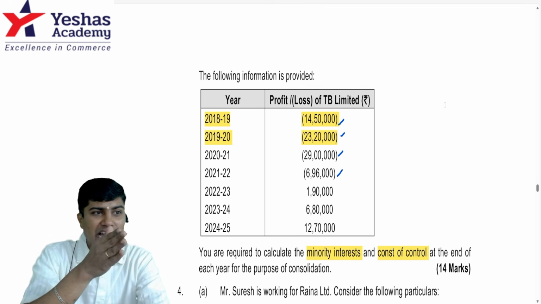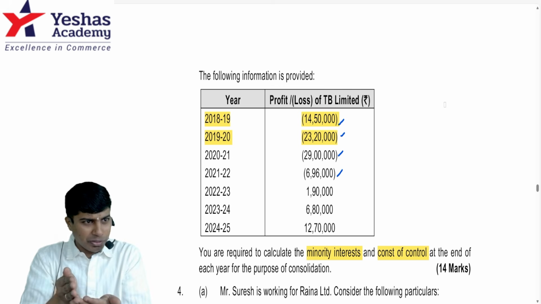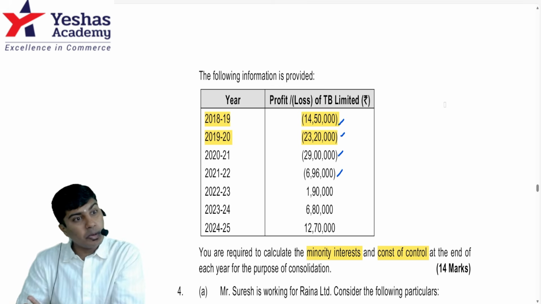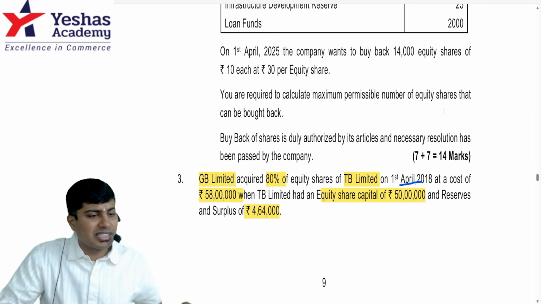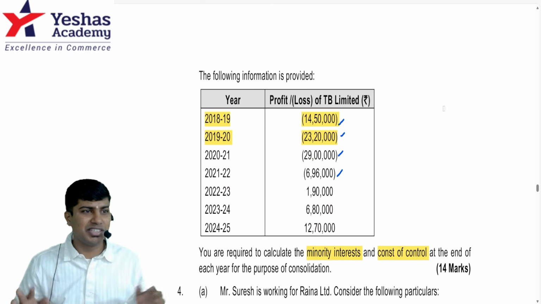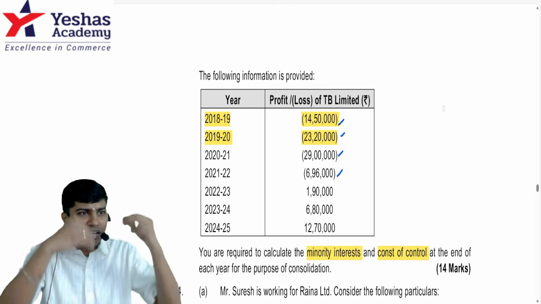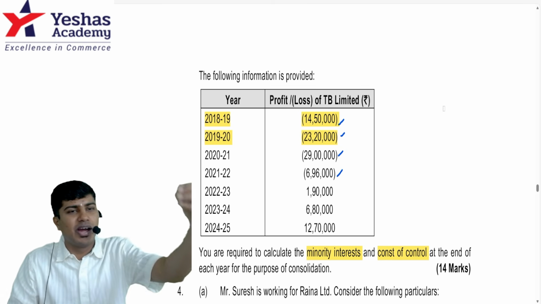Why? We acquired on 1st of April 2018. 2018-19 is post-acquisition period. 2019-20 is also post-acquisition period. As on the date of acquisition, reserve is 4,64,000. After the date of acquisition, it's like a bad acquisition. You made a bad choice. You acquired a major stake in that company, and from the time you acquired, it's making loss.